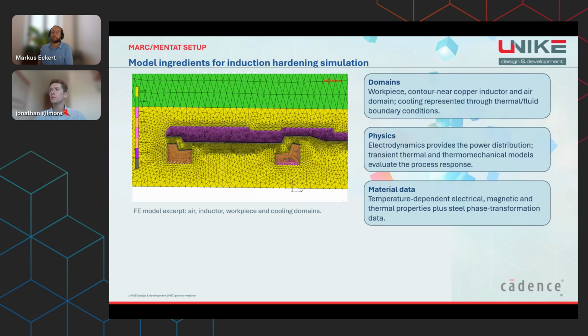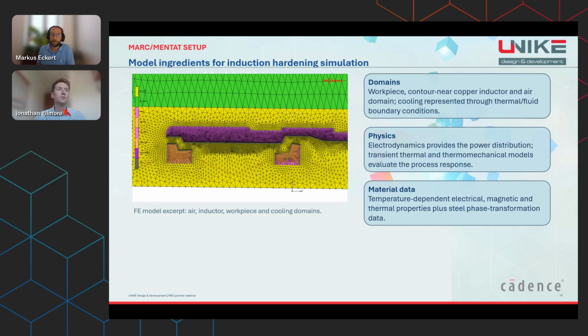To represent this chain in MarkManTat, we model with several domains. We consider the workpiece, the contour near copper inductor, and the surrounding air region. The air domain matters because the electromagnetic field does not exist only inside the solid bodies. Internal cooling is represented through suitable thermal or fluid-related boundary conditions. The electromagnetic calculation provides the spatial power distribution. In other words, where heat is introduced. This is followed by the transient thermal calculation and, where needed, by thermomechanical assessment.